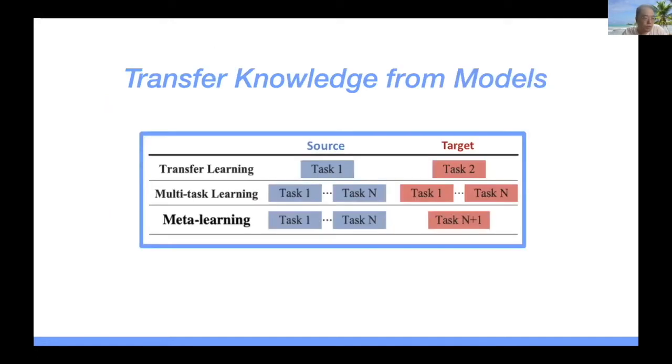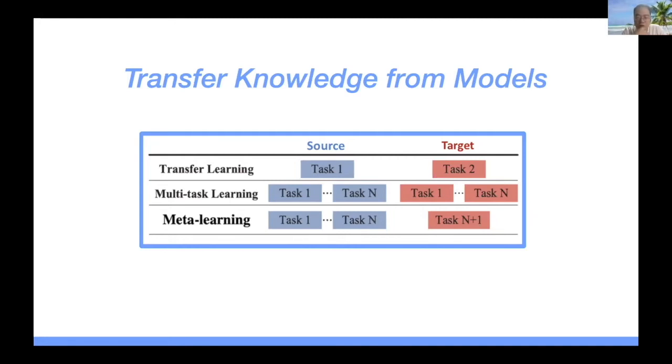Next I want to talk about the differences between three ways to transfer knowledge. One is transfer learning. For transfer learning, there's only one source task and one target task. They are different, but they share some similarities. For example, let's say the source task is to evaluate the speaking fluency of women's voices, and the target task is to evaluate the fluency of men's voices. They are different, but they share similarities. That guarantees that we can reuse the knowledge from the source task.